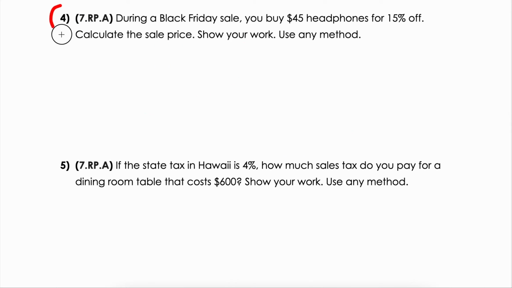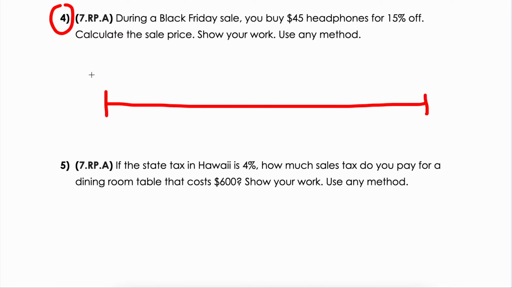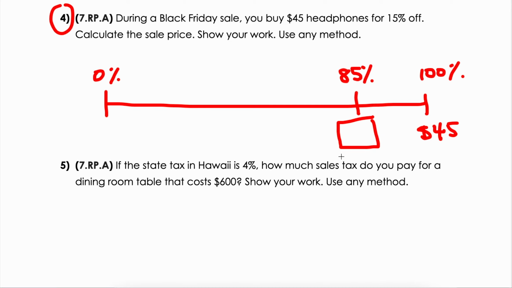Let's take a look at our second method, which is drawing our double number line. 0%, 100%. So let's fill in stuff. 100% is $45. That was the original price of the headphones. I'm taking off 15%, so that means 85% is over here. So I would have to figure out this amount here.